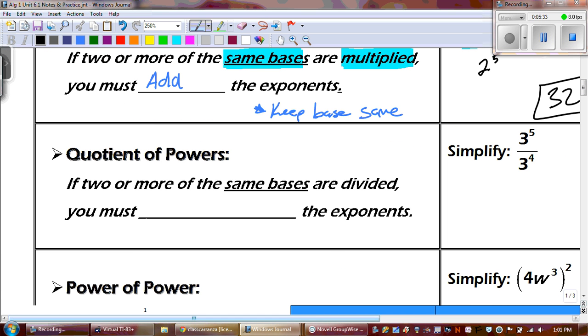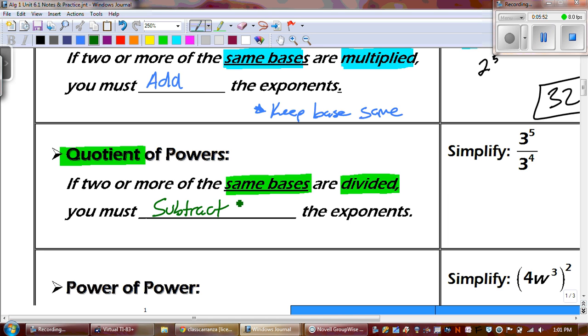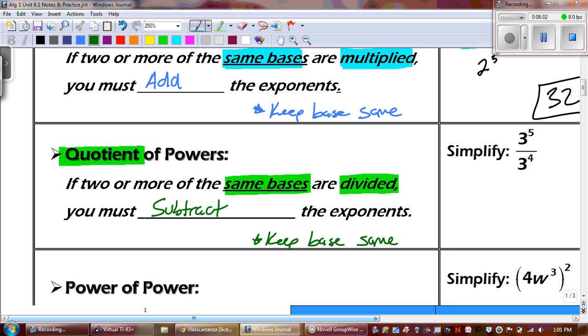Now our next one is the quotient rule, the quotient of powers. And quotient means to divide. Once again, you always want to make sure we're talking about the same bases. And when we have this, we want to subtract. We're going to subtract the exponents, but we're always going to keep the base the same. We never change the bases.